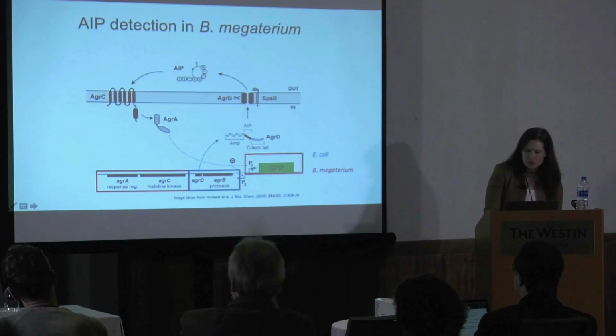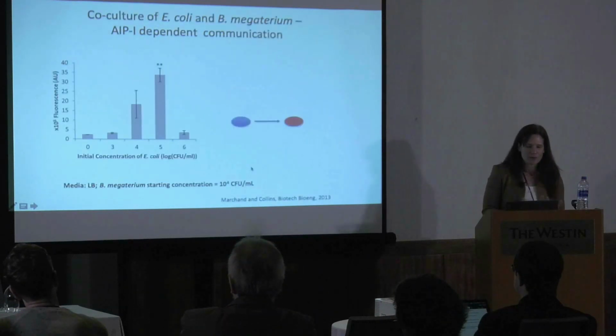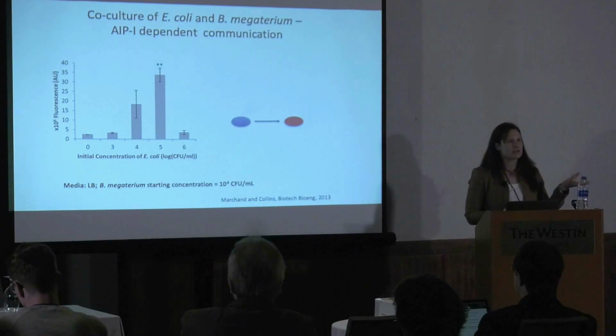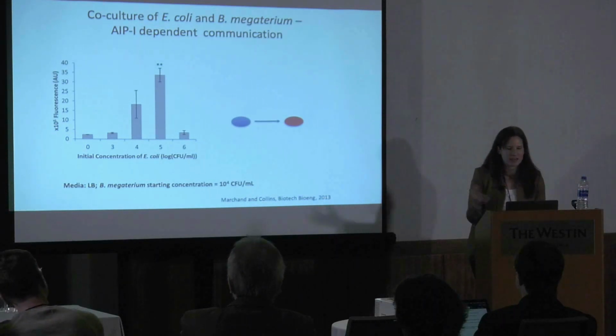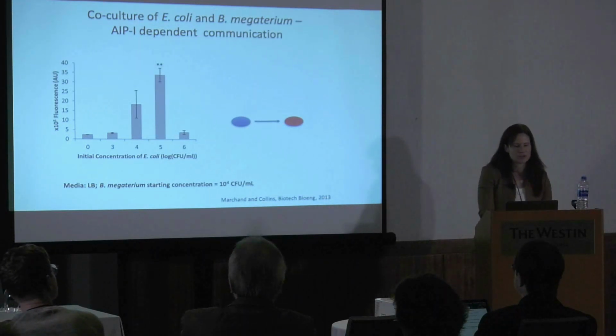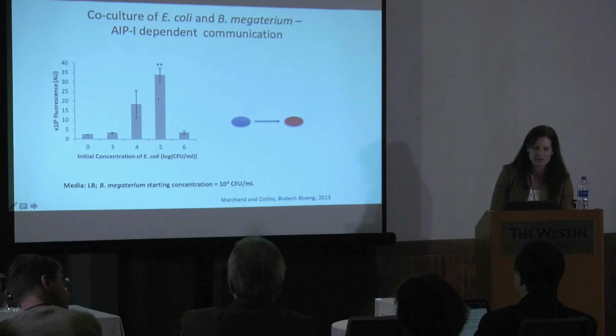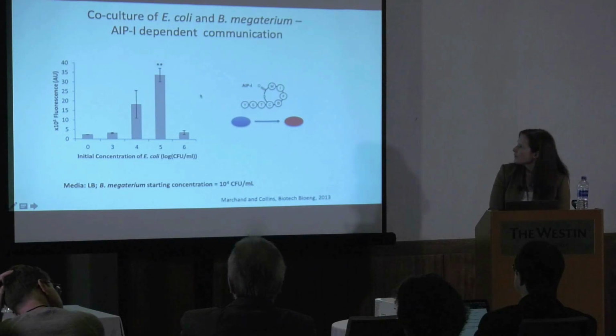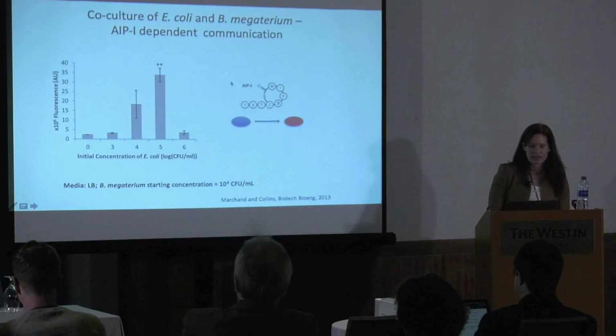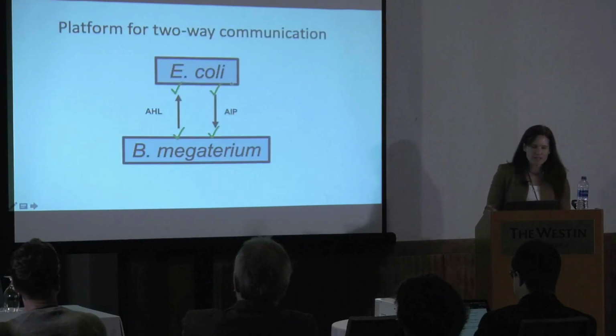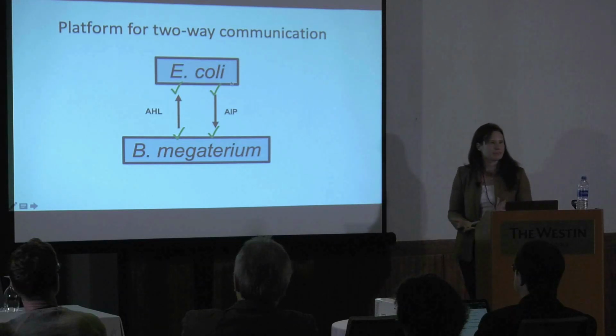And so without going into too much detail, if I put these components in the E. coli to produce a signal and the Bacillus to recognize it, and I titrate the relative amounts of the two organisms, I can see good communication, and this is indicated by fluorescence, through the communication using this acyl homoserine, or this AIP molecule. And so this gives us a platform for two-way communication, right?